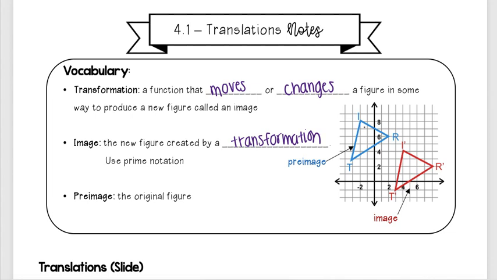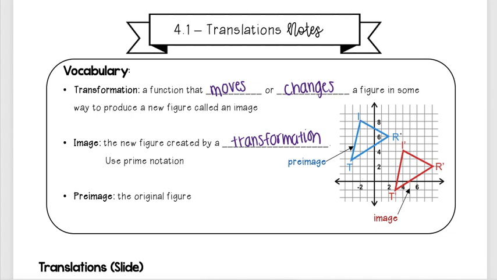So over here, there's an example. I have my pre-image, this is my original figure, and then I transformed it by translating it down over here. And now this is my new image. So the pre-image is my original. The image is what I get after I transform it.